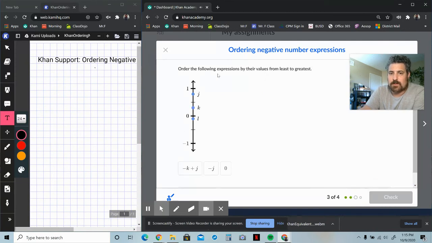And this one says order the following expressions by their values from least to greatest. Okay, so this is L, K, and J. It says negative K plus J. Well, here is K. If I were to do negative K, that's the opposite of K. It would be about there. Okay, and then you're adding J to that.